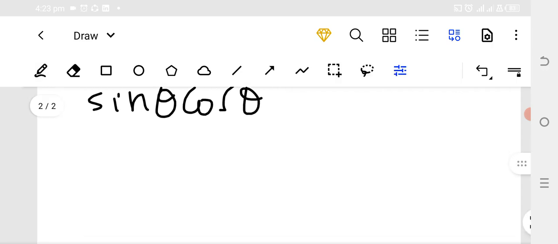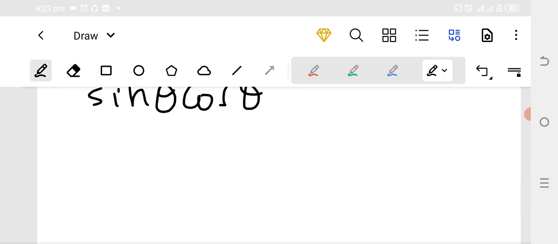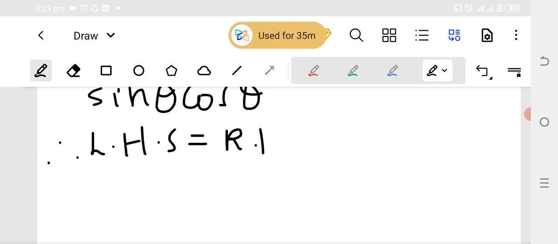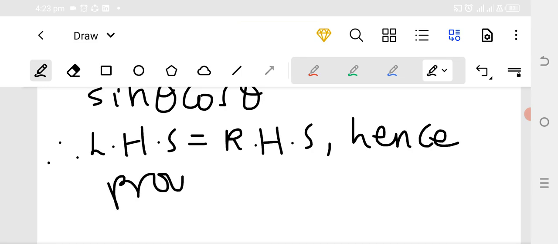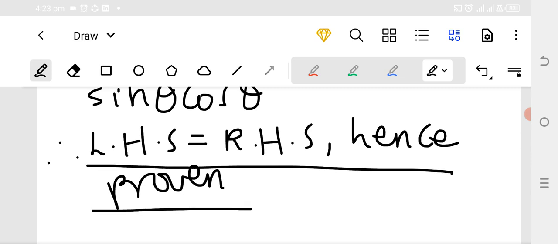So how do you conclude? You will say, therefore, left-hand side is equal to right-hand side, you write a comma, then you say hence proven. Hence proven. So this is the final answer.